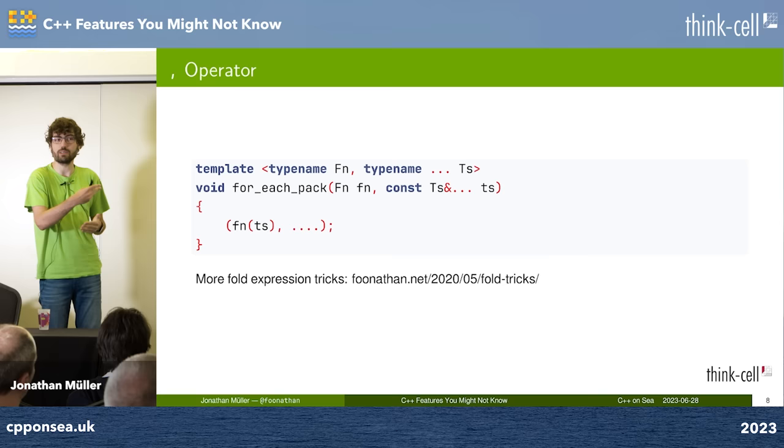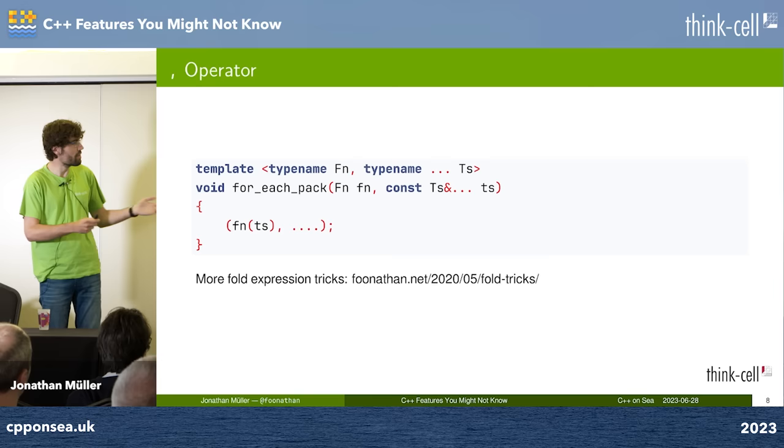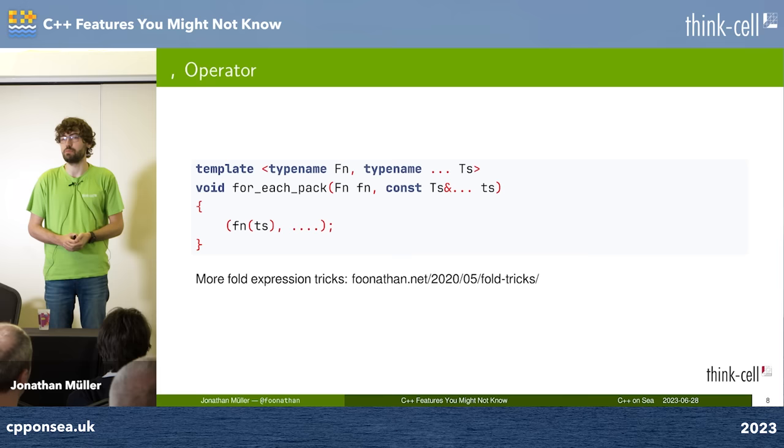And this will invoke the function for each element of the pack in order, because the comma operator first evaluates the left-hand side and then the right-hand side. If you're interested in more fold expression tricks, I've written a blog post, and all links are also at the end. So that's a useful tool. That's, I think, the only actual use of the comma operator in C++, except the for loop.